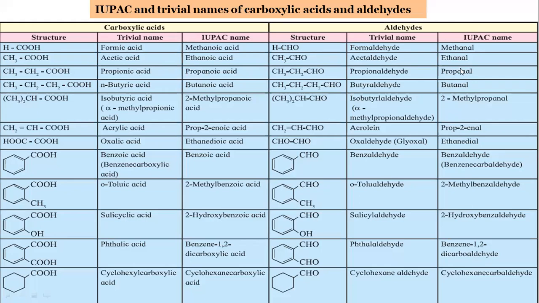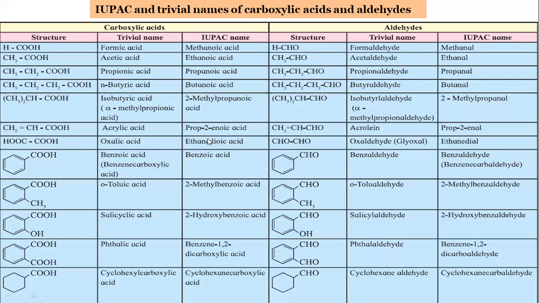Aldehydes end with AL, remember. All the aldehydes end with AL and all the carboxylic acids end with OIC. Methanoic, ethanoic, propanoic. When the straight chain is there, it is called butanoic acid. When a substituent is attached, it is 2-methyl propanoic acid, because on the second carbon a methyl group is attached.